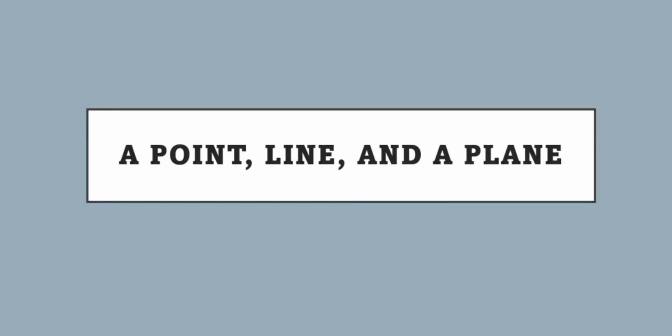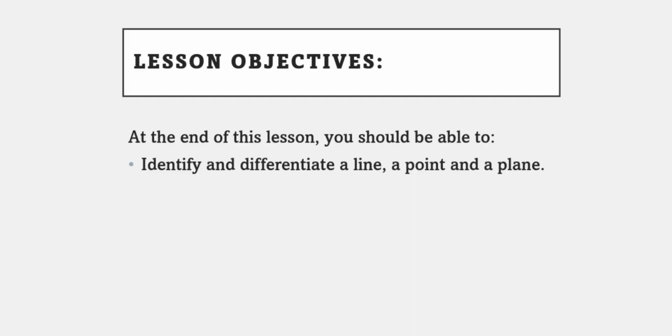So in this video, we're gonna talk about points, lines, and planes, as well as collinear points and coplanar points. So our lesson objectives, at the end of this lesson, you should be able to identify and differentiate a line, a point, and a plane.